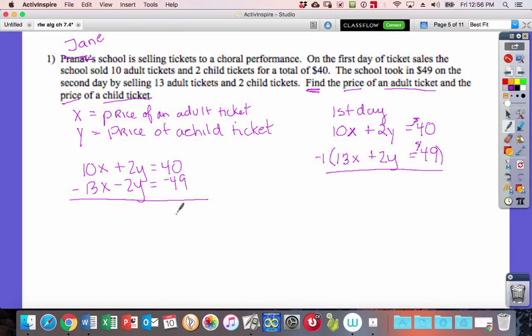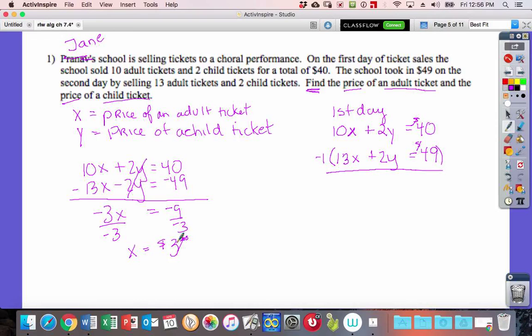Now I'm going to solve. So I did that -1 there so that I could just add, and those would go bye-bye. Okay, 10 plus -13 gives me a -3x. 40 plus -49 gives me a -9. I divide both sides by -3, and I get x is equal to $3. Uh-oh, my pen's mad again.